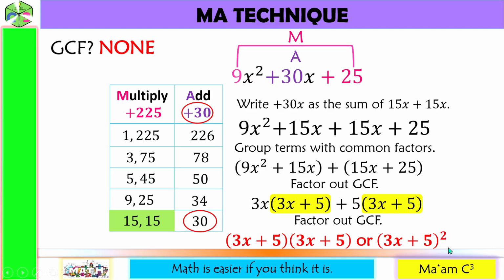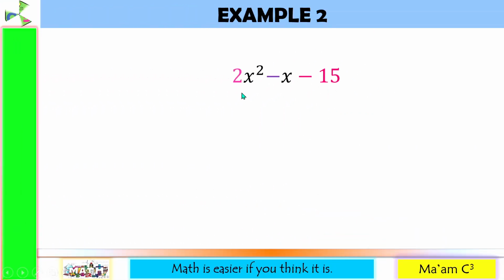And this is the same answer that we got earlier when we established that this is a perfect square trinomial. So even if you forgot to determine that this is a PST, you will still arrive with the same answer using the MA technique. Let's have another one. 2x squared minus x minus 15. First question always, is there a GCF? 2, 1, 15? There is none. Next question, is it a PST? 2 doesn't have an exact square root as well as 15. So the answer is no.